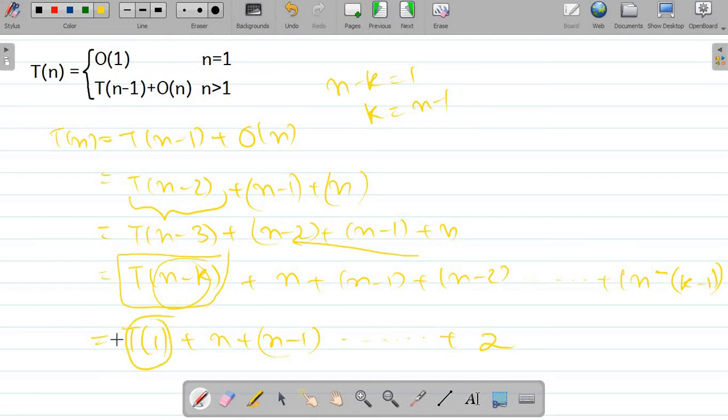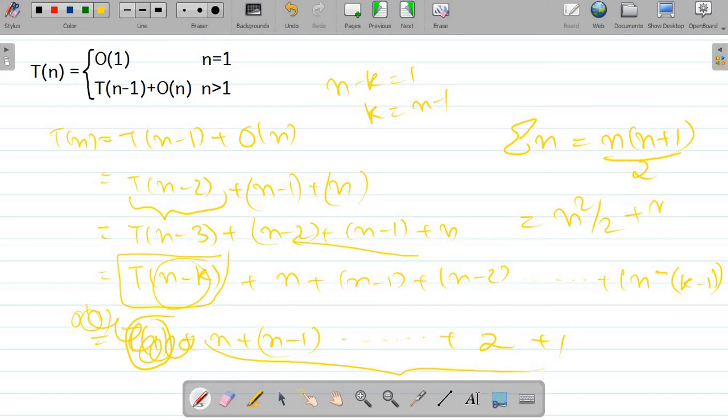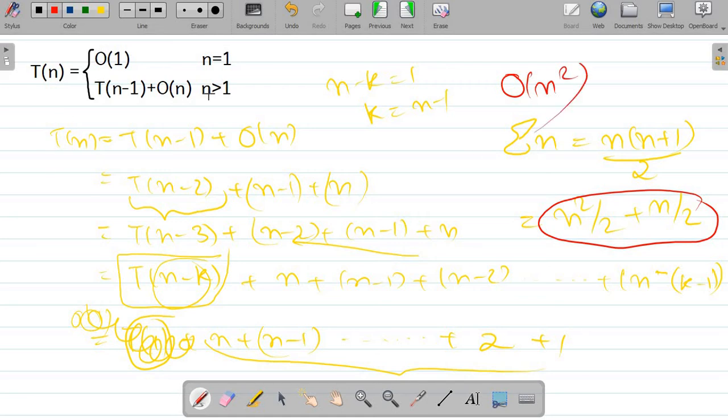And T1 is nothing but order of 1. So what I can do is I can write this order of 1 over here. And now this is nothing but summation of n, and the value of summation of n is n into n plus 1 by 2, which is n square by 2 plus n by 2. Hence, a more precise answer to this recurrence relation is this, but we can say it as order of n square.